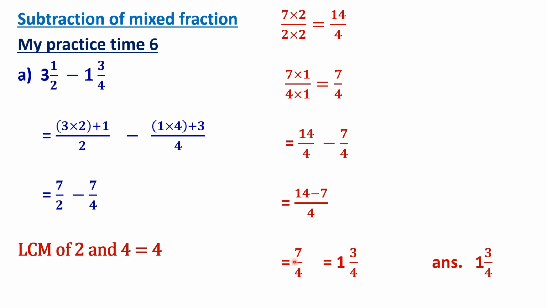And again we can convert this into a mixed fraction, that is, it will give you 1 3 by 4. That means the quotient will come as the whole part, the numerator will be the remainder and the denominator will be the divisor. So our answer is 1 3 by 4.